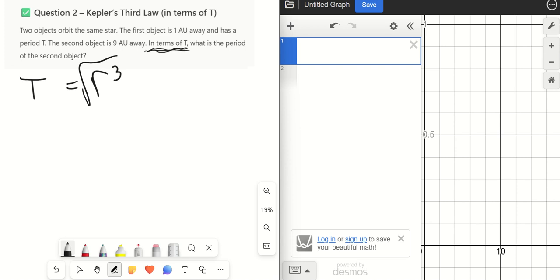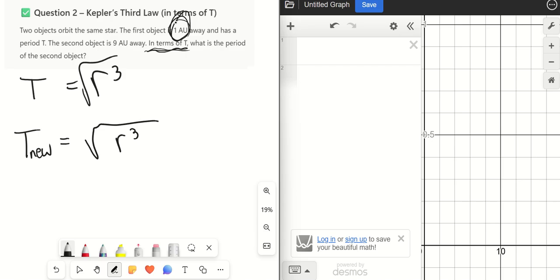Okay, so that new period is going to be this equation. So it's my original conditions, but now with this new change. So I went from 1 astronomical unit, and now I'm at 9 astronomical units. So I could set it up the same way that I did before. I'm now at 9. I used to be at 1.